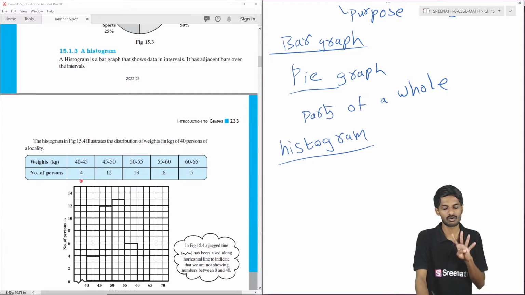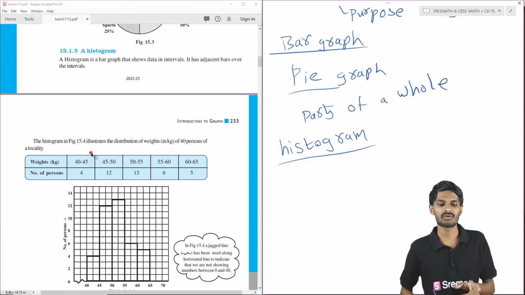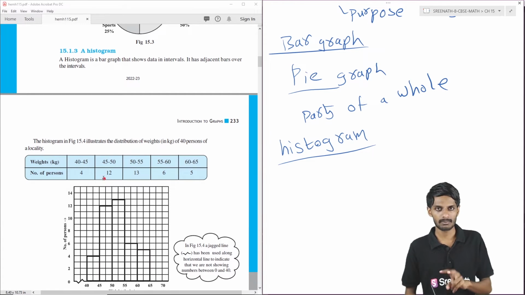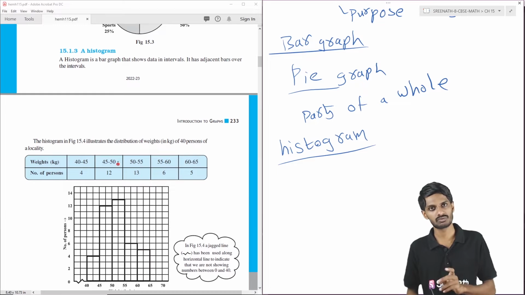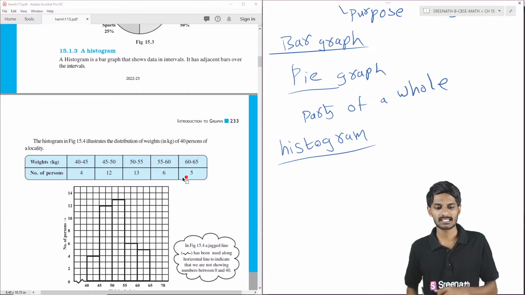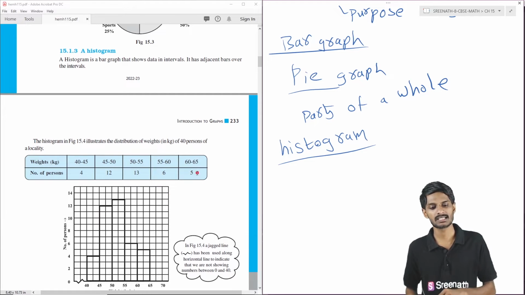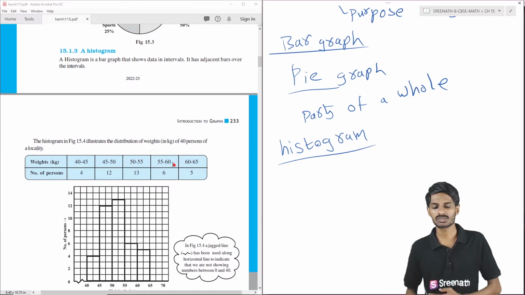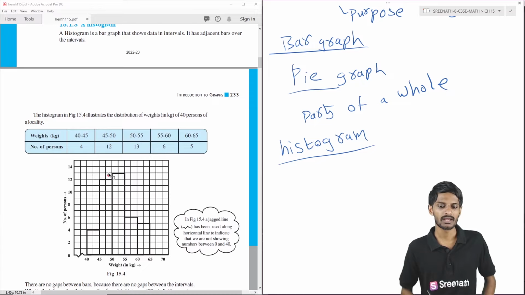4 persons. So 4 persons have the weight between 40 to 45 kgs, 12 persons have the weight between 45 to 50 kgs, 13 persons have 50 to 55 kgs, 6 persons have 55 to 60 kgs, and 5 persons have 60 to 65 kgs weight, students. So this information is written in the form of a histogram, students.